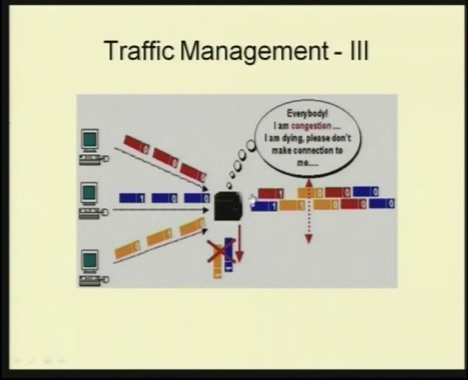But when it does that, it also tells everybody on all the connections, it sends information saying I am in congestion. So, I am dying, in the sense that I am dying. So, please do not make a connection to me. This information goes out as part of the bits that are sent as part of all the cells that are sent on all connections. So, congestion information is conveyed to all connections. This is again part of the traffic management that is done.